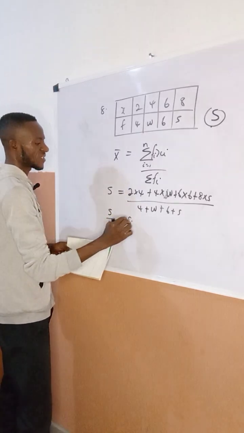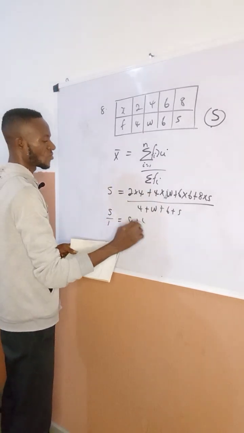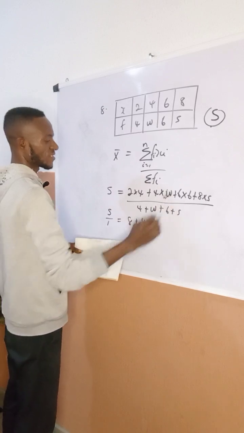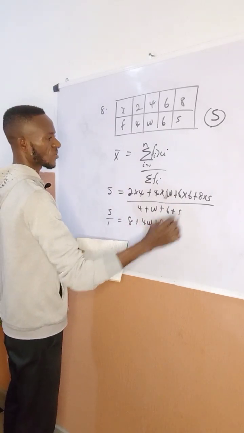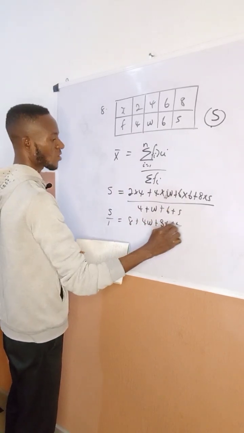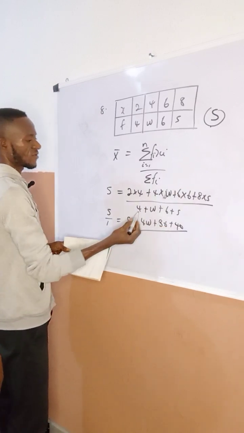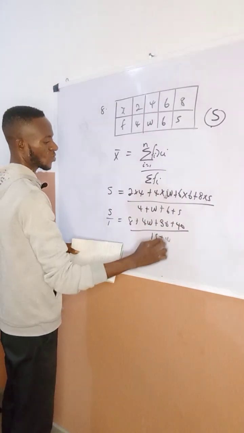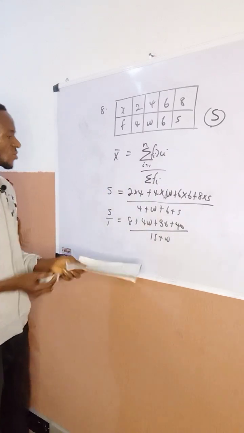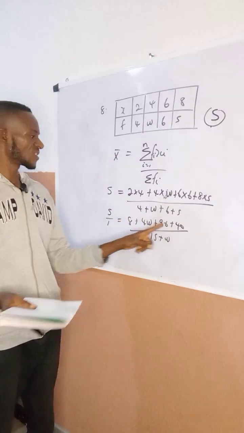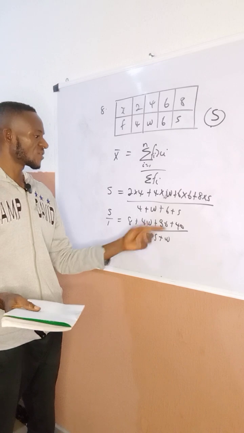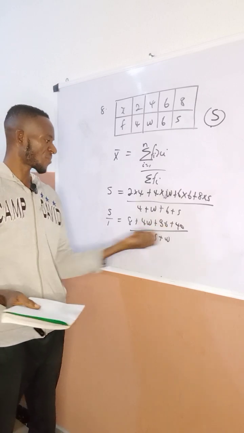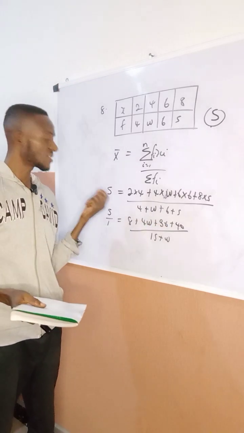2 times 4 is 8, plus 4 times W is 4W, plus 6 times 6 is 36, plus 8 times 5 is 40, all over 4 plus 6 is 10, plus 5 is 15. So I have 15 plus W. So what you just need to do is to say 8 plus this 40 is 48, plus this 36, so that you'll be able to sum all the numbers, and keep the one with the letter differently.